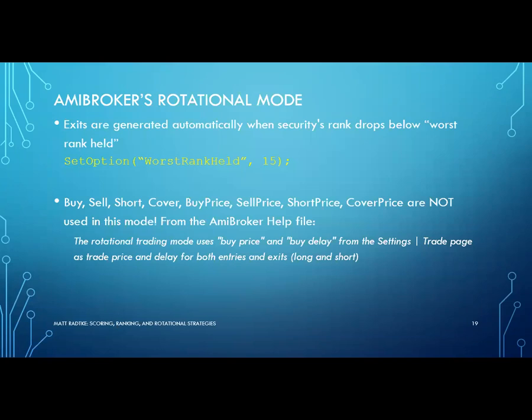So we might not have the top 5 anymore. We might have numbers 1, 2, 3, 12, and 14, but they're all still above 15, so AmiBroker is going to keep them all in the rotation. When one of those falls below 15, AmiBroker will exit that position and take the top ranked symbol that's not already in the rotation. So let's say that our number 14 goes to 16 on the next rotation.